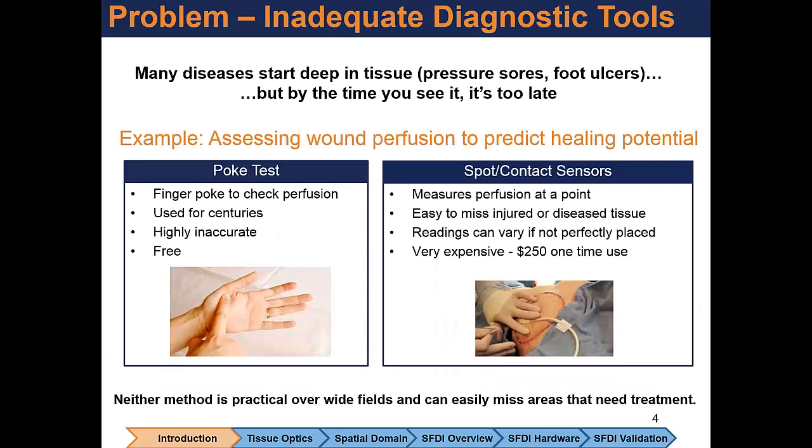To give you a little more context of things that I think about every day, we're looking at diagnostic tools for assessing wound perfusion and predicting healing potential. The standard of care for looking at perfusion of tissue is the doctor or nurse poking the tissue, looking for capillary refill. Basically, it goes white and it comes back red. If it stays red, that means there's infection. If it's white, that means there's no blood flow. But this is all very qualitative.